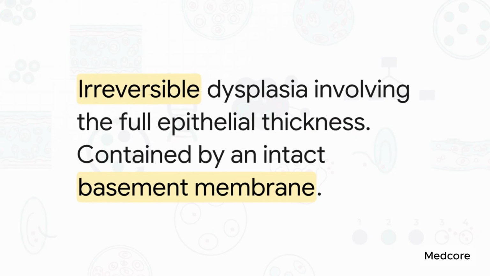Now things get more serious. We've progressed to carcinoma in situ. The dysplasia is now severe, it's irreversible, and it's taken over the full thickness of the epithelium. That analogy of the basement membrane being a fence is perfect here. The bad cells have completely filled the yard, right up to the property line. But, and this is the key, they are still contained. They haven't broken out yet.